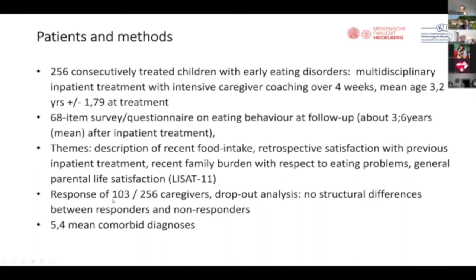So we got a response finally of 103 caregivers, and we had a dropout analysis and found no structural differences between responders and non-responders. And we had a mean frequency of 5.4 comorbidities. So you could see these children were rather severely handicapped and had quite a lot of problems.